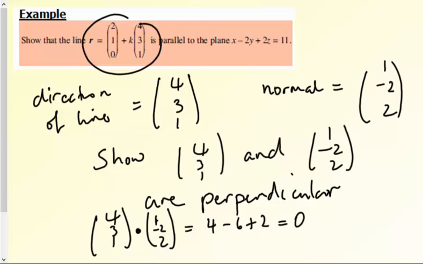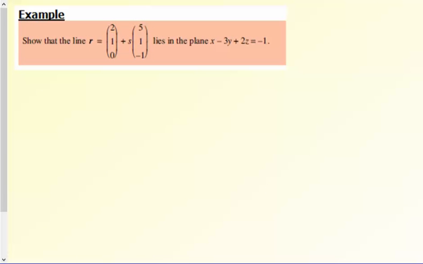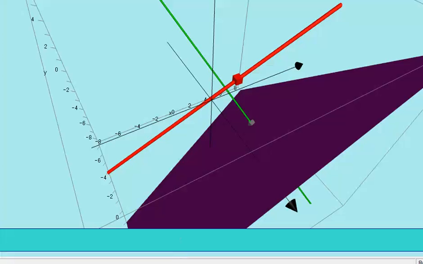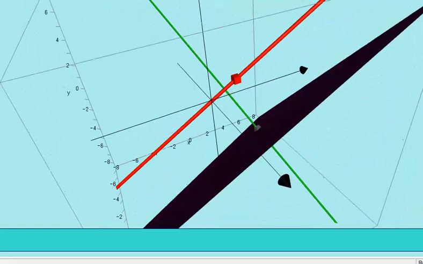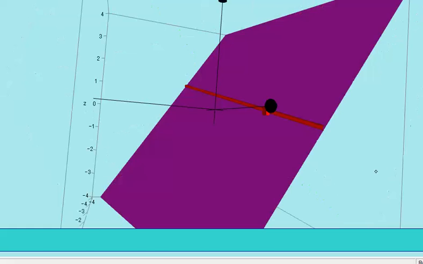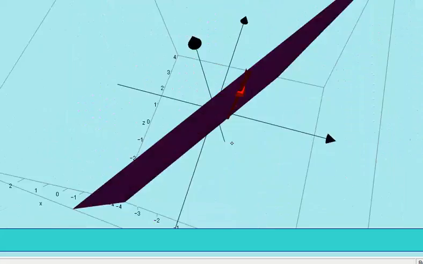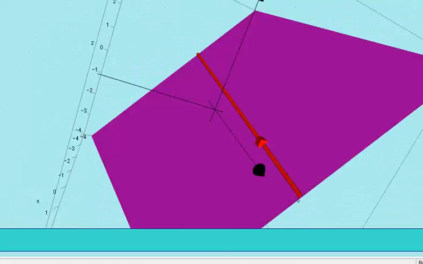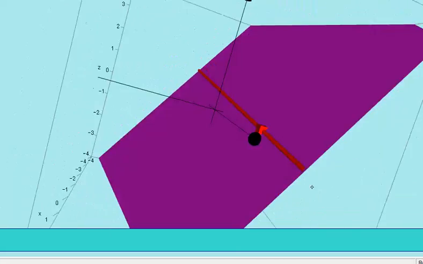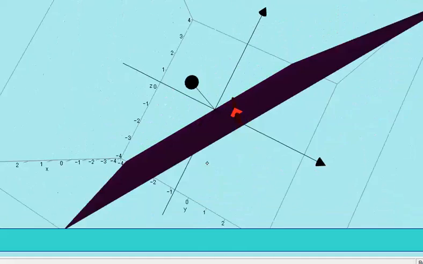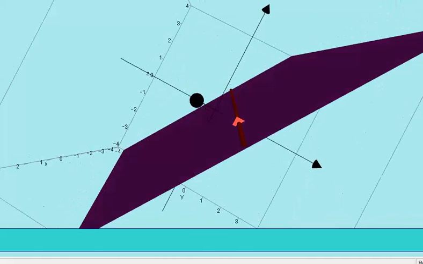The second problem was to consider if a line lies in a plane. So here again we've got the line in vector format and the plane in Cartesian format. Here's what it would look like. There we go, and you can see very clearly there that it does, but obviously what we want to do is show that that's the case.